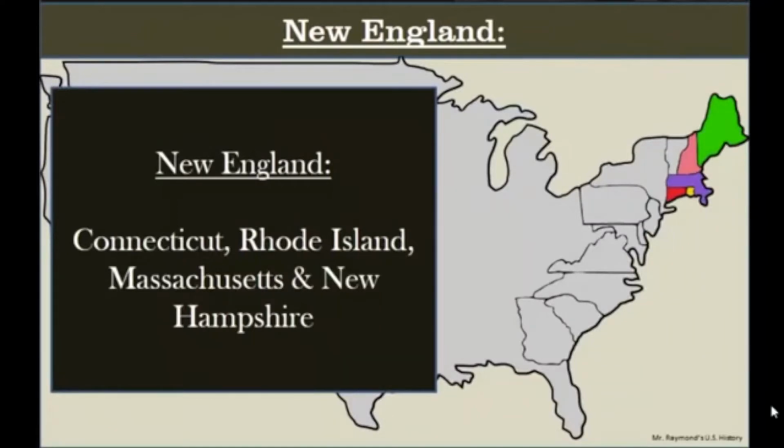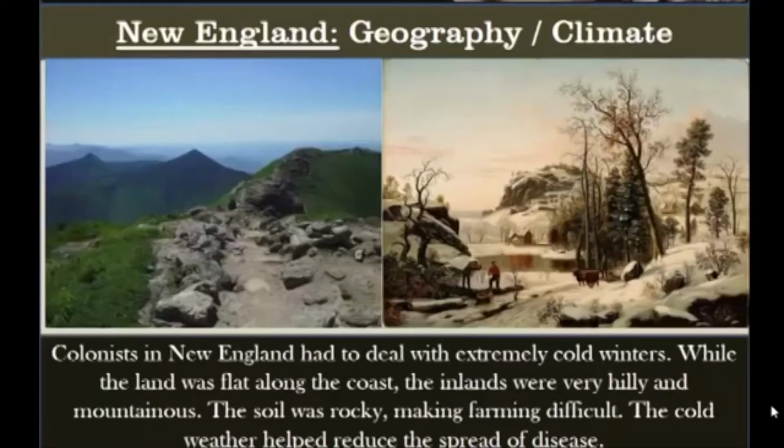New England consists of Connecticut, Rhode Island, Massachusetts, and New Hampshire. There was no Vermont yet, and Maine at this point was considered part of Massachusetts. Colonists in New England had to deal with extremely cold winters. While the land along the coast was flat, inland was very hilly and mountainous, and this, combined with a rocky soil, made farming difficult in New England. However, the cold did reduce the spread of disease.